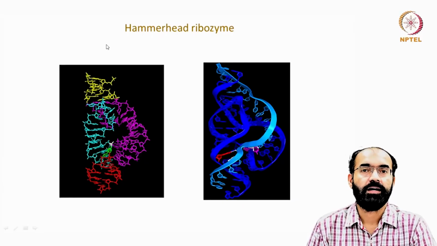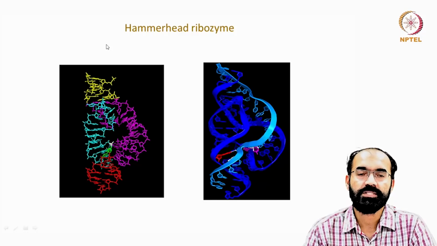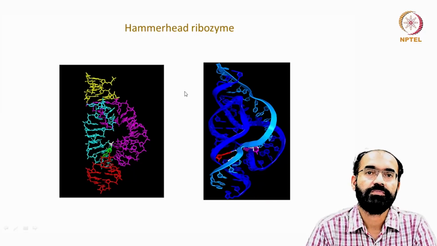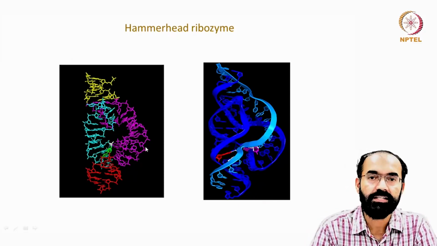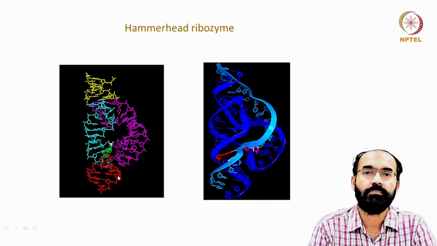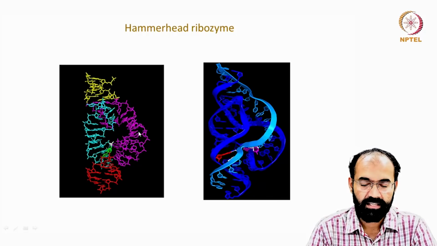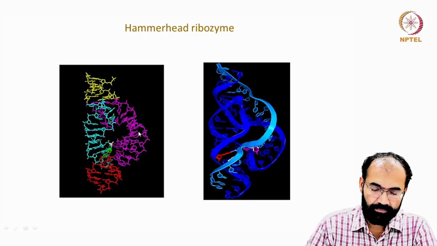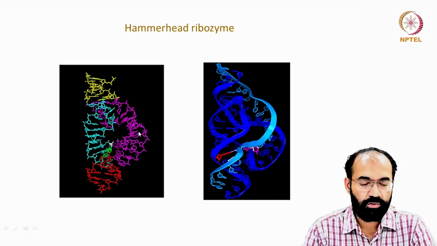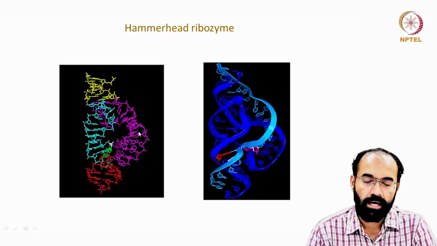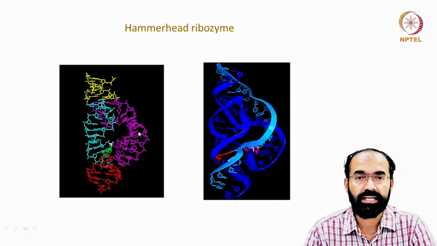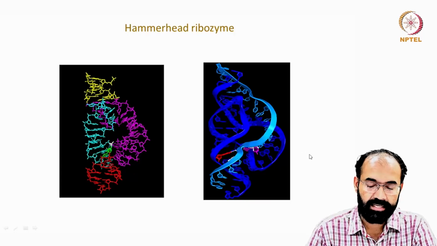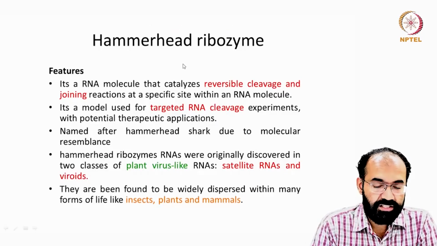Welcome back for another class on ribozymes. We left off in the last class with the structure of the hammerhead ribozyme. As you can see from this picture, it resembles the head of a hammerhead shark, hence the name hammerhead ribozyme. These kinds of molecules, which are named after different shapes, are quite handy for the various biological functions of the cell, and we will see them in more detail. So, some features of the hammerhead ribozyme.